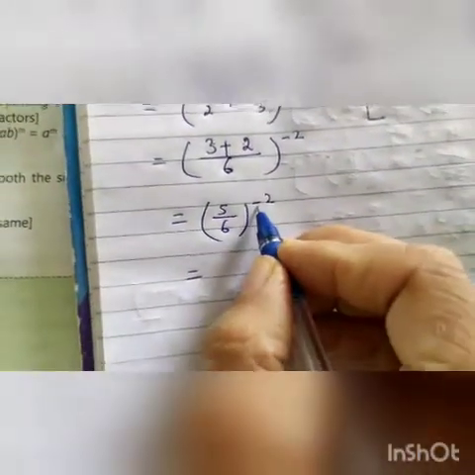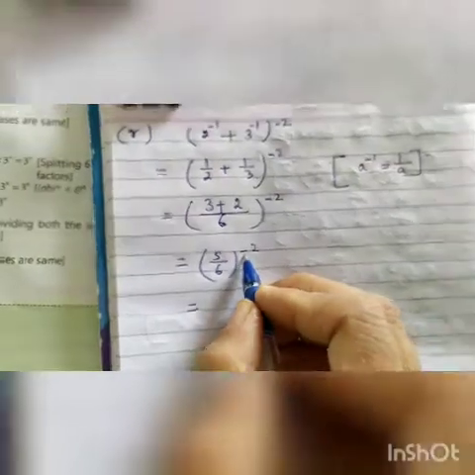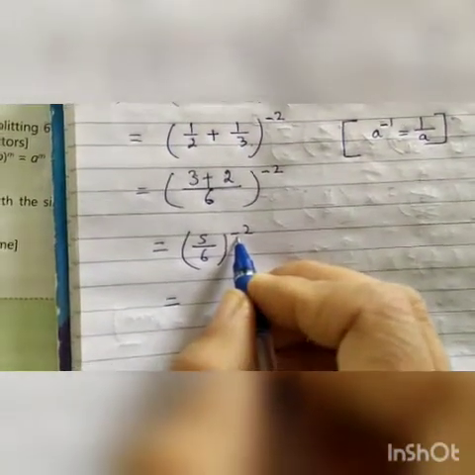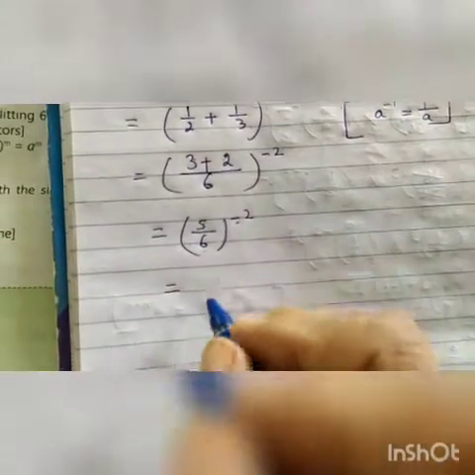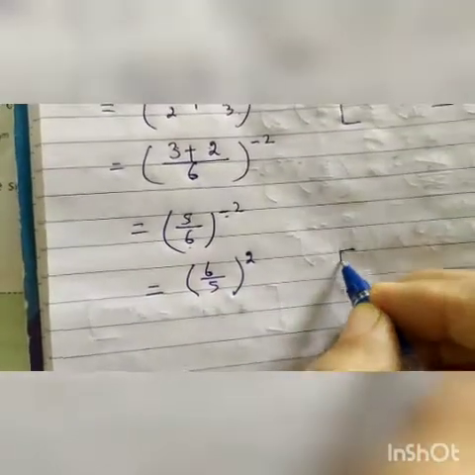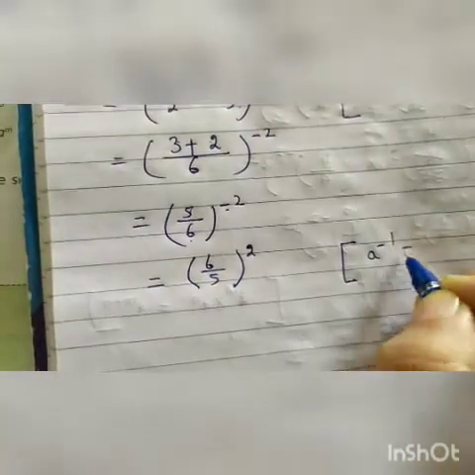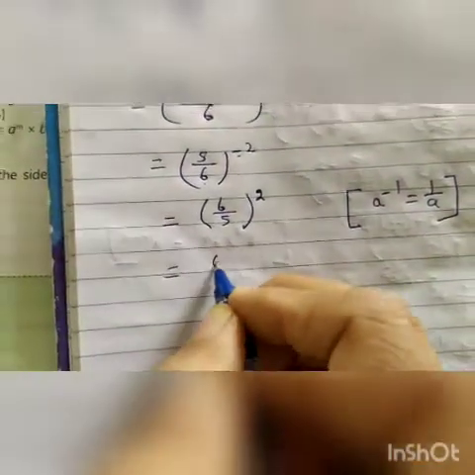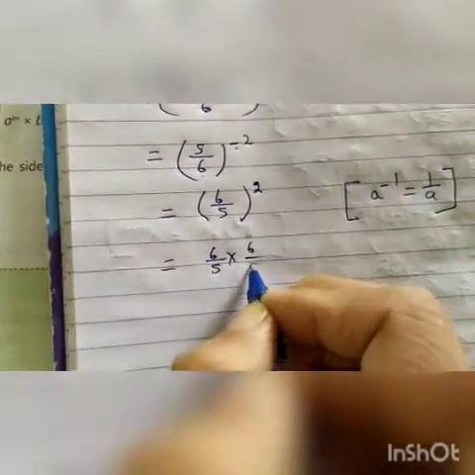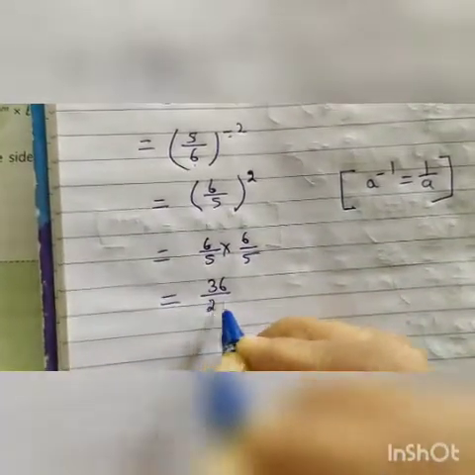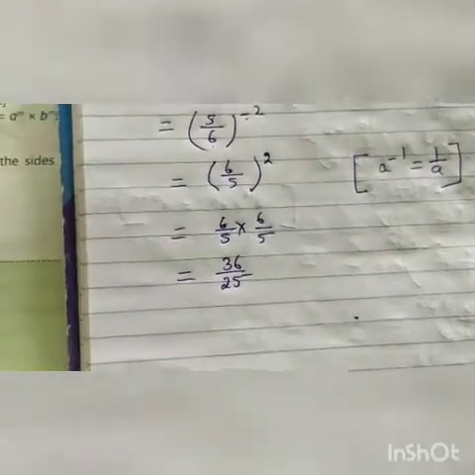Now again this power is negative, so to change this negative power into positive, what we will do? We will write the reciprocal of this base. It will become 6 upon 5 whole power 2. Again here I have used a power minus 1 is equal to 1 upon a. Now multiply 6 upon 5 into 6 upon 5, 2 times. It will be 6 6 36 upon 25.